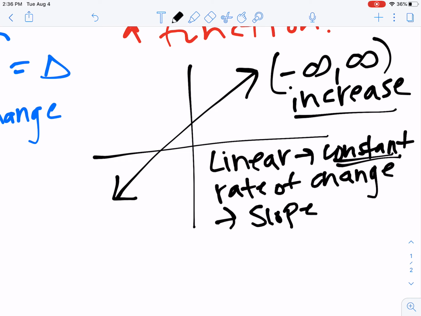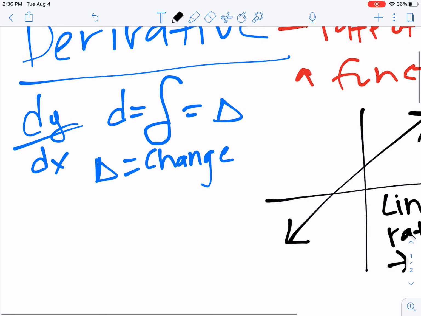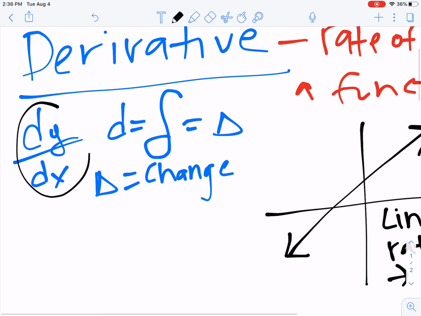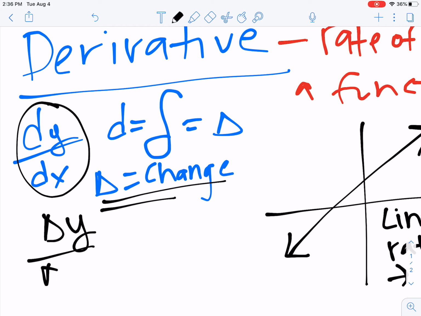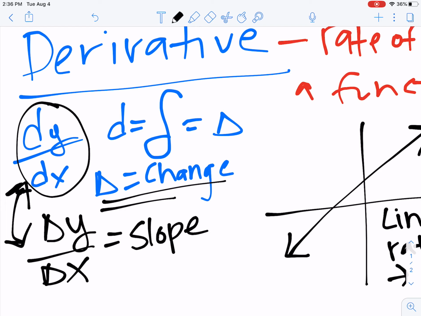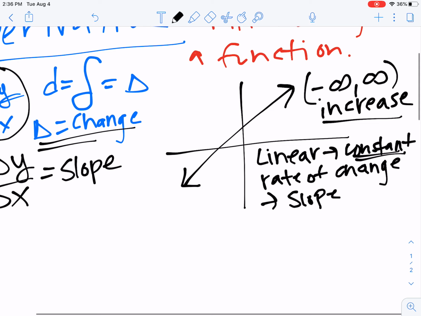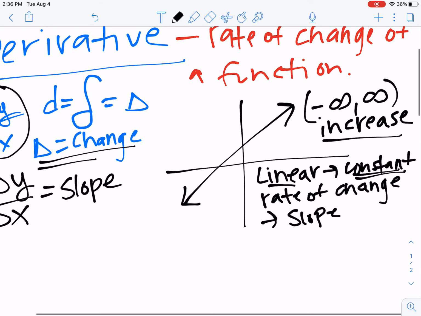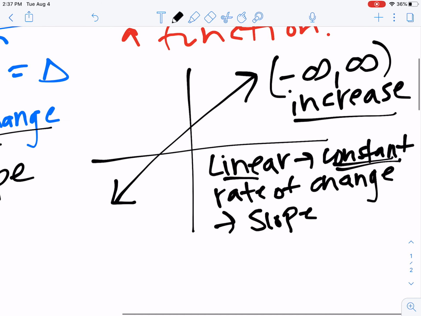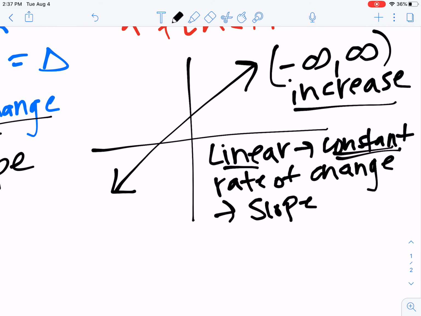Constant just means that no matter where I am, my slope is the same. Notice if we come back over here, dy dx, if we think about it as that delta, all of a sudden it's delta y over delta x, which we know to represent slope. So therefore, derivative and slope are highly, once again, highly related. What makes a linear really cool, let me come back over here to my linear, is that there's this constant rate of change. So no matter where you are, it's going to be the same.